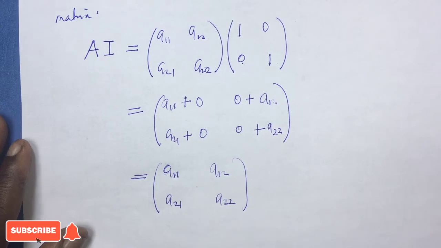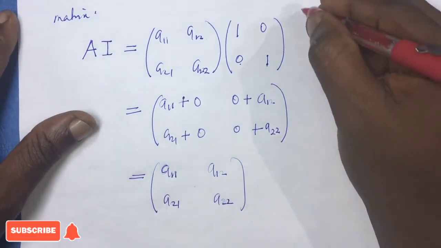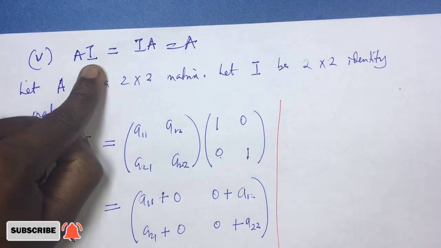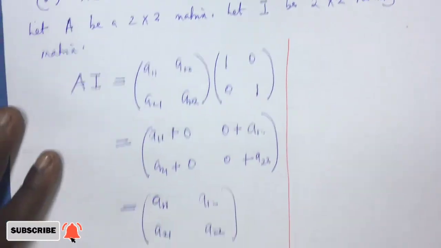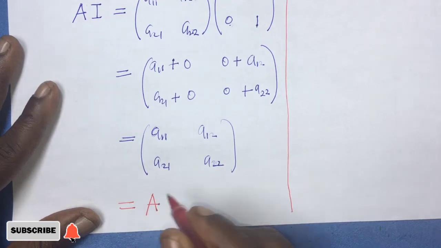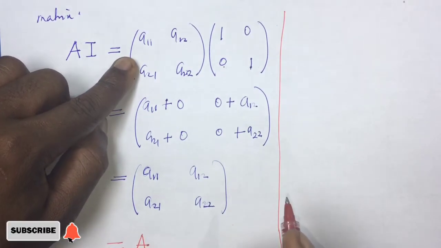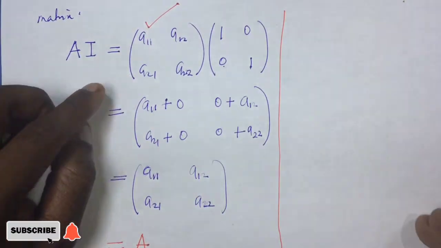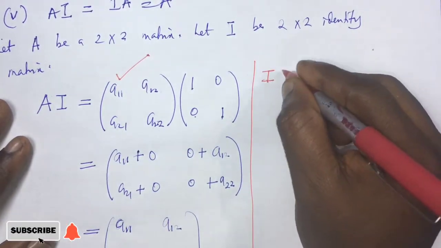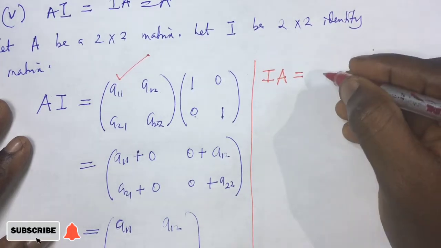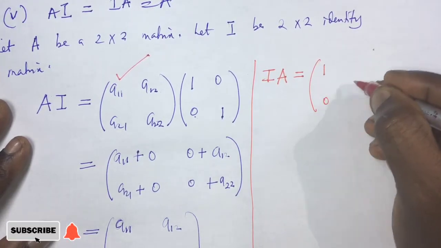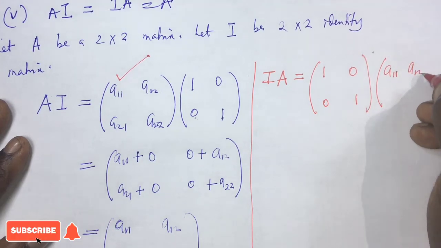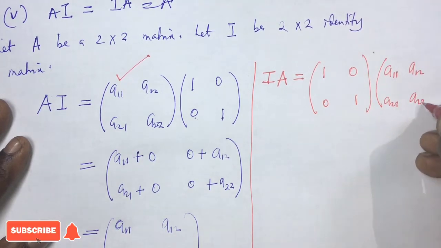Okay, so now let us go to the next part. We have just obtained the result for AI, and notice that AI gives you the same result as A, this matrix here. Now we will take IA and see if it gives us A. IA would be you putting 1 0 0 1 before A, which is A11, A12, A21, A22.